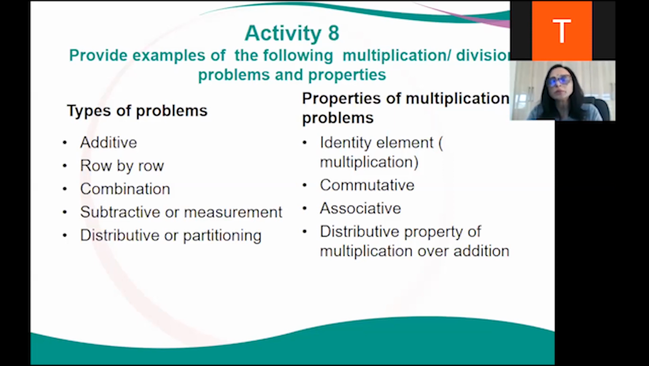Next, you need to provide examples of problems that show the properties of identity element, commutative, associative, and distributive property of multiplication over addition. This means that you need to know what each of these concepts and terminologies mean and demonstrate your understanding using appropriate examples. There are examples in your prescribed textbook, but please do not use those examples. We want to see your own understanding, so please use your own examples.